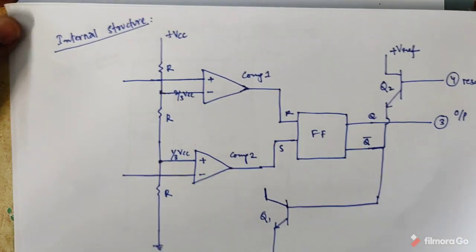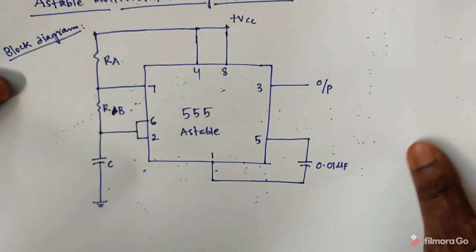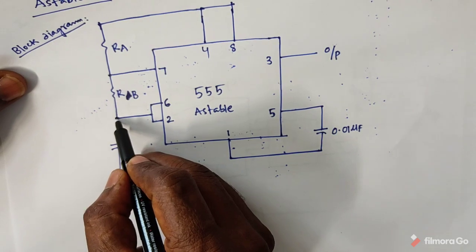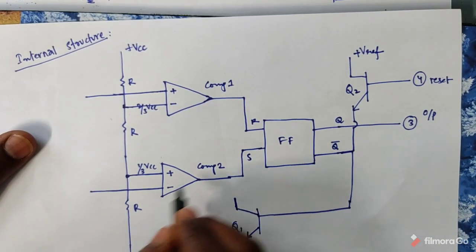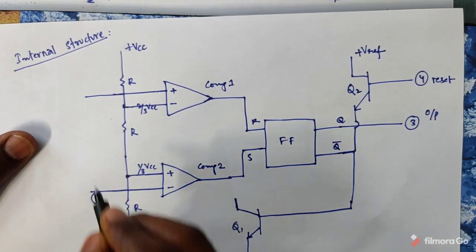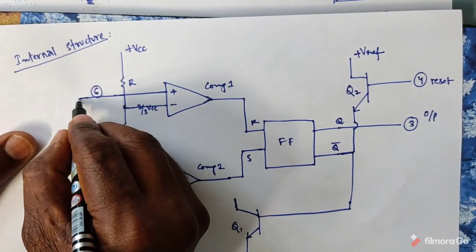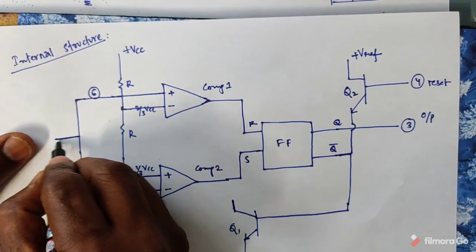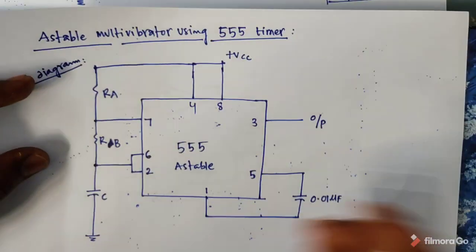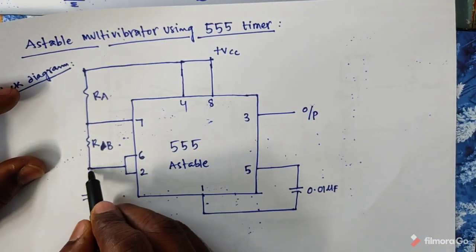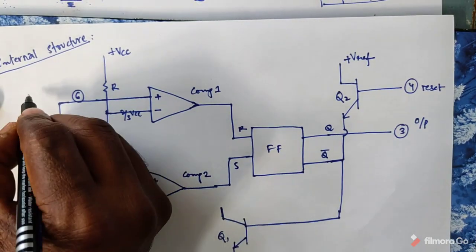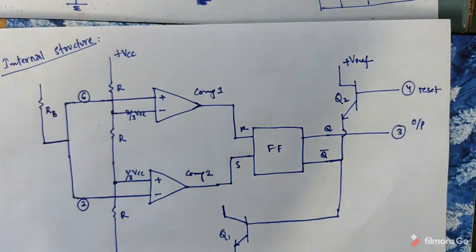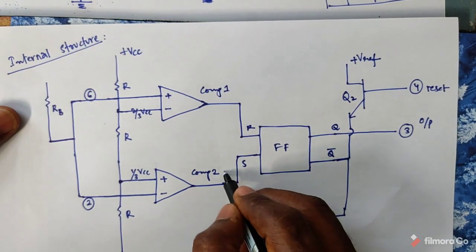Now based on this basic block diagram, in this case the second pin and sixth pin are both short circuited and connected across the voltage drop across the capacitor. So this one is for comparator 2 pin 2, this one is the sixth pin, both are short circuited and connected to one point. Next, in between the seventh pin and the common connection of these two pins we have to use one resistor. That resistor is RB.